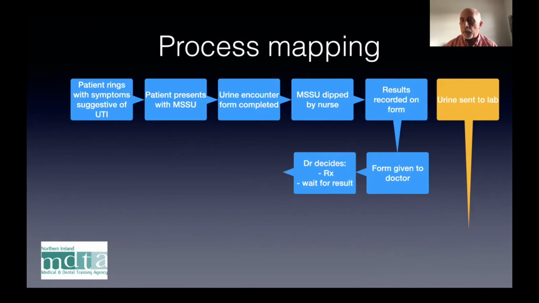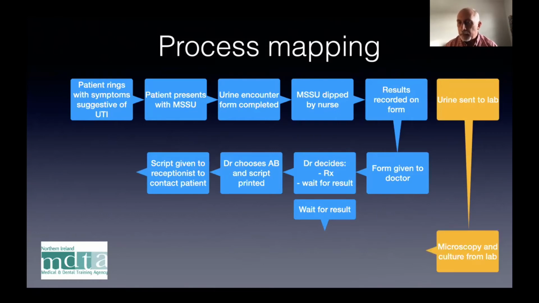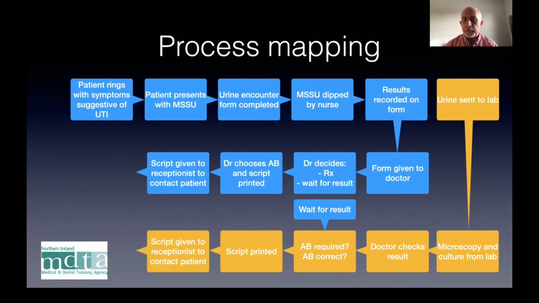They then decide whether the patient needs some treatment or whether they're going to wait for the MSSU result. The doctor then chooses an appropriate antibiotic, script is printed, and it's given to one of our receptionists to contact the patient. So that's how our system works. Now, we recognize there's a second part of the system, and that's when the microscopy and culture comes from the lab. The doctor checks the results, decides whether an antibiotic is required or if the antibiotic needs changed, script is printed, and the script is given to receptionists to contact the patient.